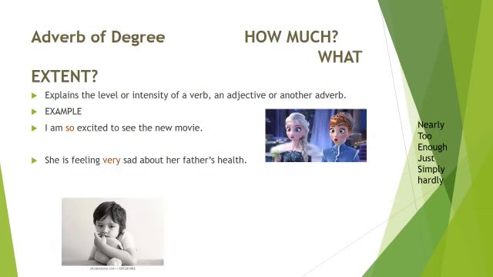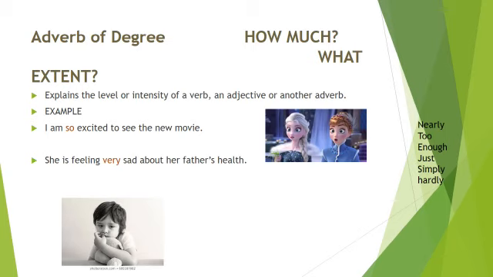The last, adverb of degree. It tells you how much or to what extent an action is performed. It explains the level or intensity of a verb or adjective or another adverb. For example, I am so excited to see the new movie. Here, so tells you the extent of how excited I am. So is the adverb of degree.